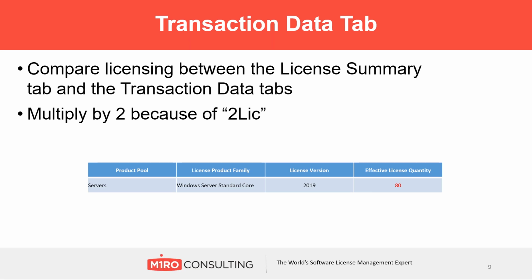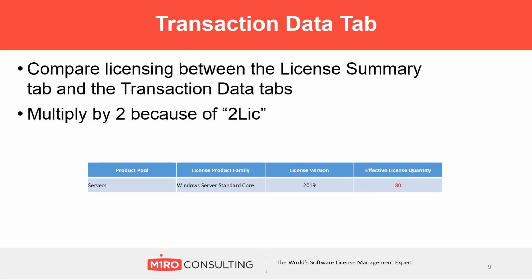Notice also how Windows Server Standard Core is reported to have 80 entitlements. This corresponds with the transaction data tab. 64 entitlements minus 24, which were stepped up, right, equals 40. Now, multiply that 40 by the two licenses. Remember, 2LIC from the transaction data tab, and the result is 80. Cool, huh? Well, that is cool only from the arithmetic perspective.